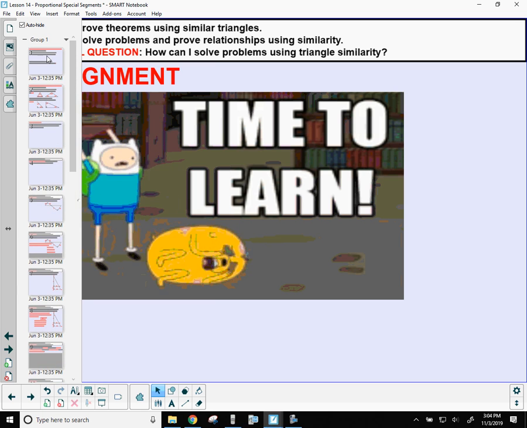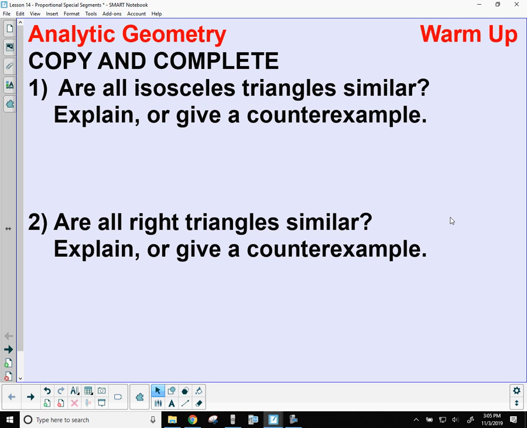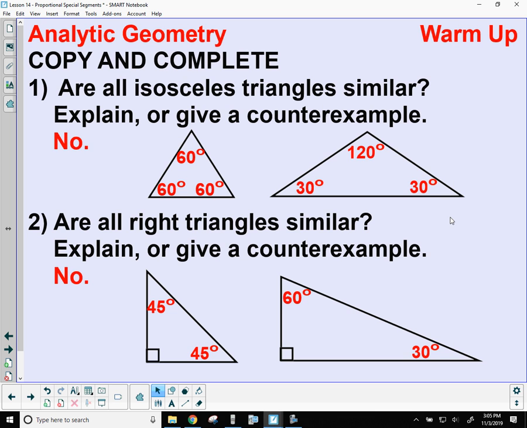We had this discussion in class about whether all isosceles triangles are similar. Y'all gave some reasons. And then I asked about the right triangle. So give some counterexamples. As we discussed, both answers were no, because equilateral triangles are technically isosceles, but as you can see, their angles don't match.